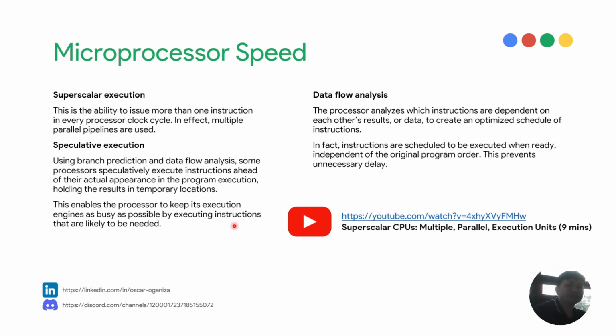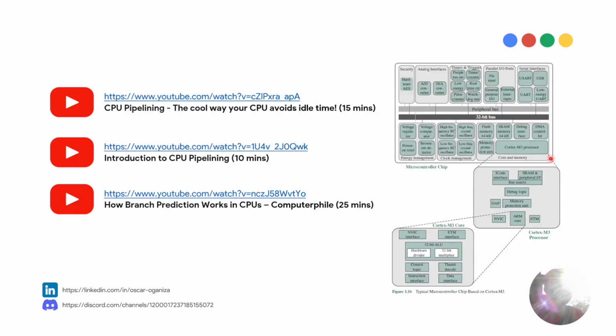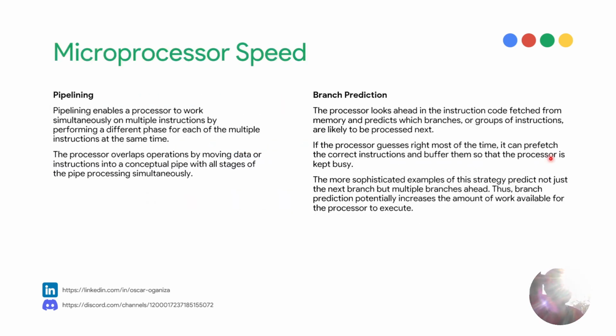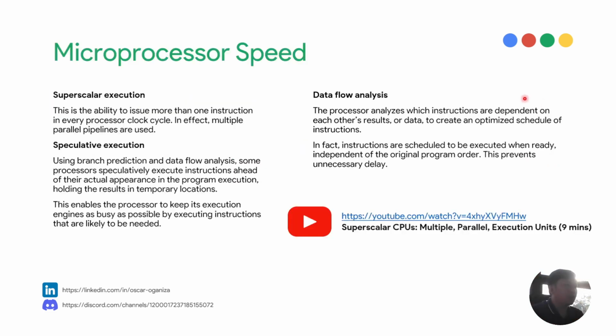So data flow analysis, the processor analyzes which instructions are dependent on each other's result or data to create an optimized schedule of instructions. In fact, instructions are scheduled to be executed when ready, independent of the original program order. This prevents unnecessary delay. It is somehow related kay branch prediction. Kasi, makikita nyo, dependent naman sa instructions. Okay, kung anong next na pwedeng isunod sa set of instructions yung gagawin niya.